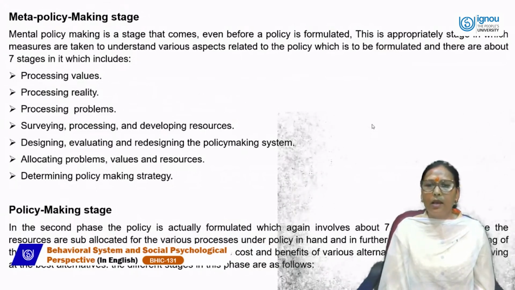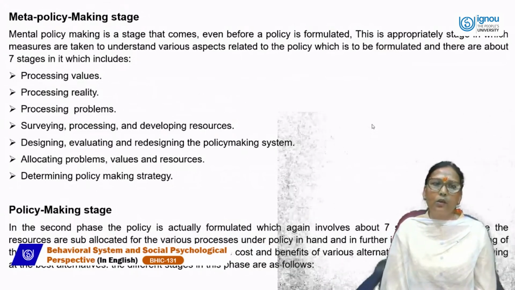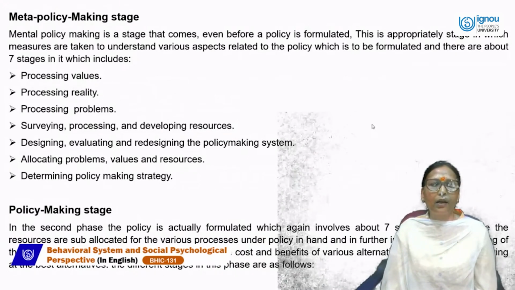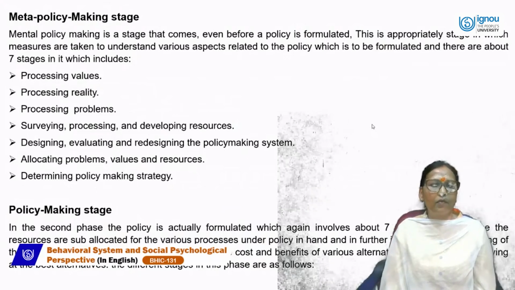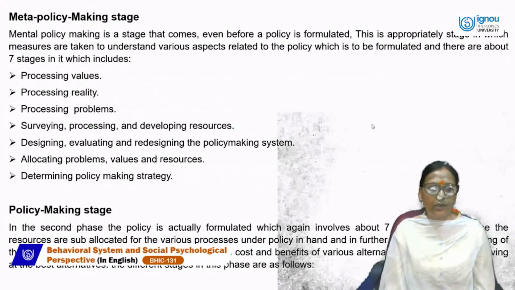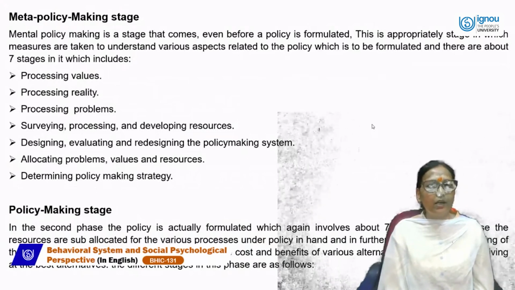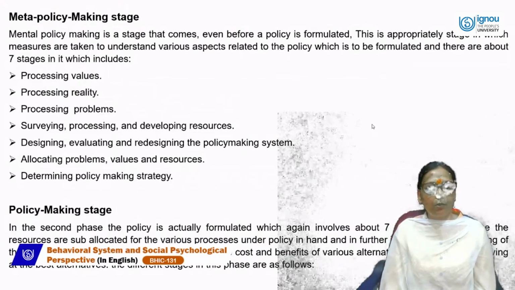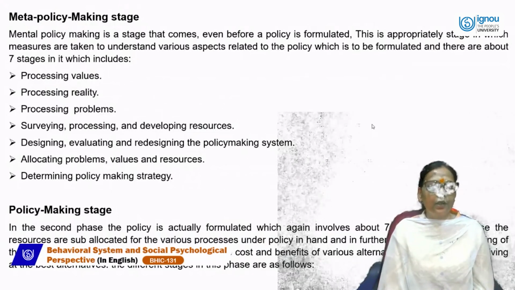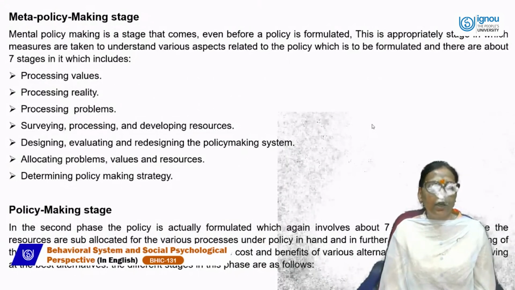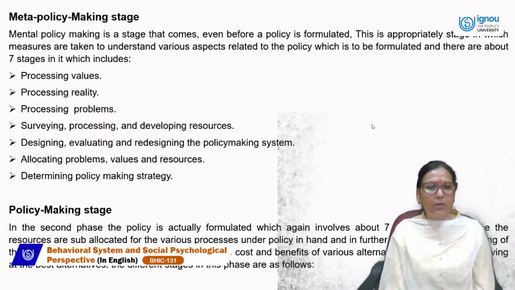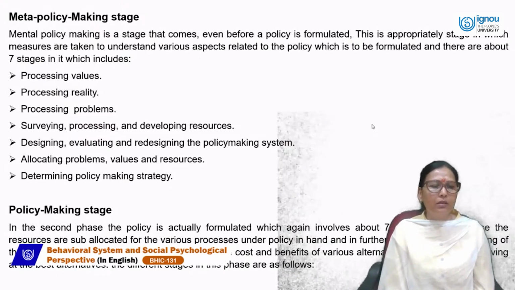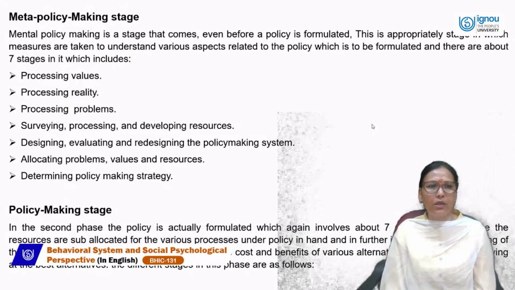be formulated, and there are about seven stages in it, which include processing values first, second processing reality, processing problems, surveying, processing, and developing resources. Designing, evaluating, and redesigning the policy making system comes next. Then allocating problems, values, and resources was also in the meta policy making stage. Determining policy making stages and strategies was the last thing, the seventh stage included in the meta policy making stage.